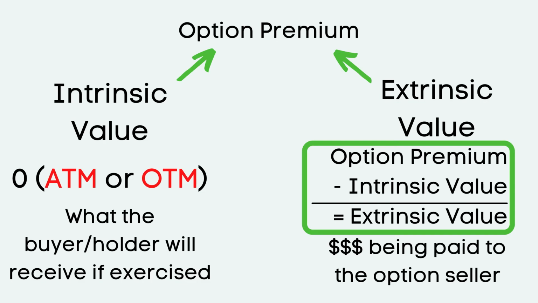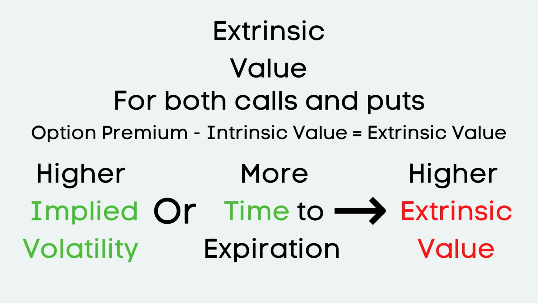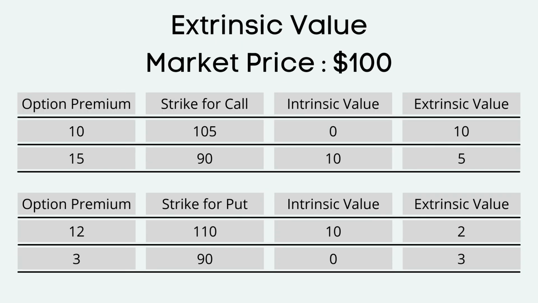Now, let's cover extrinsic value. You can find out the extrinsic value from subtracting the intrinsic value from the premium. Higher IV will have higher extrinsic value, and since it is time value, the farther out your expiration, the higher your extrinsic value. Take a look at the table in front of you for some ITM and OTM extrinsic value examples.